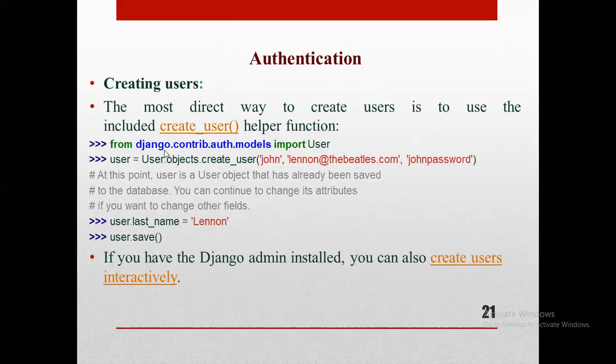Here, from django.contrib.auth.models we import User. Then we use the methods from User like create_user. user = User.objects.create_user is the helper function, and the parameters are username, email ID, and the password. After that, you can provide the first name and last name as well. Then user.save. If you have the Django admin installed, you can also create users interactively.